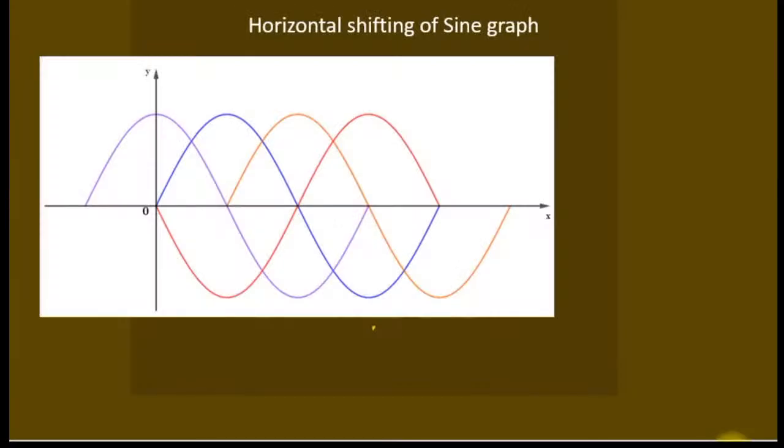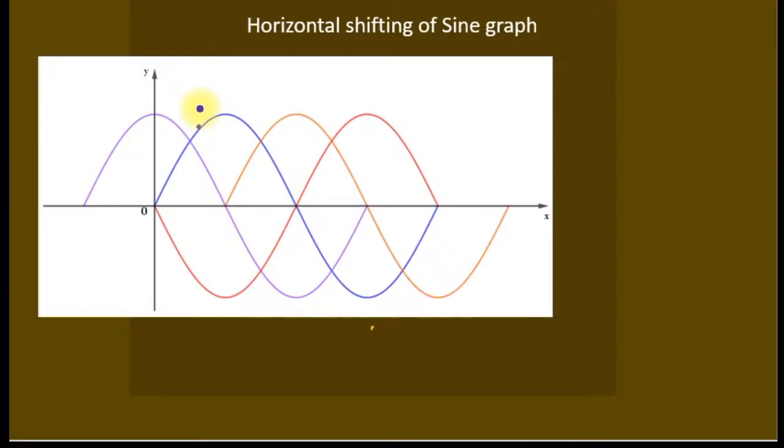Welcome back. We're on horizontal shifting of sine graph. It's possible you might be given a graph of a sine function and you're asked to find the function, the exact function. So the function will be within these 4 graphs. So the parent graph is the blue one. So this is a sine graph because it starts from the origin. A cosine starts from the y-axis, that's the y-intercept. So this is y equal to a sine kx.